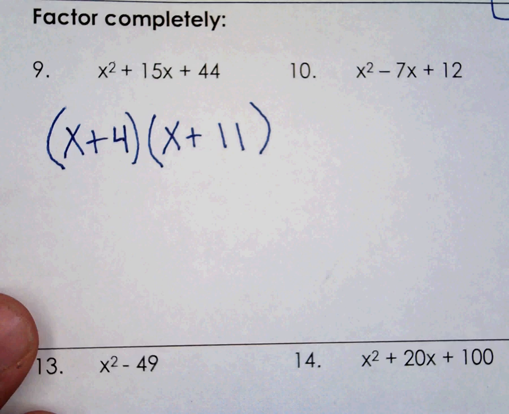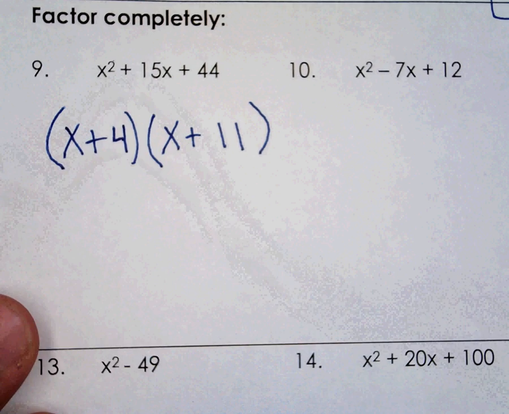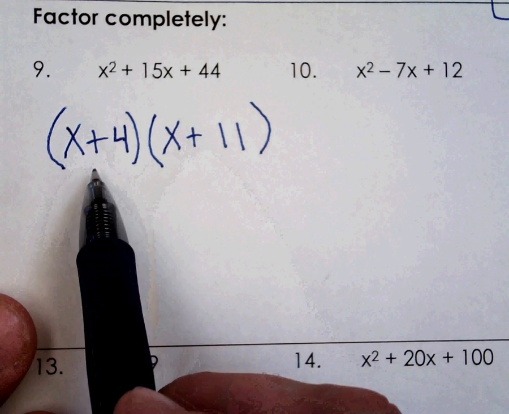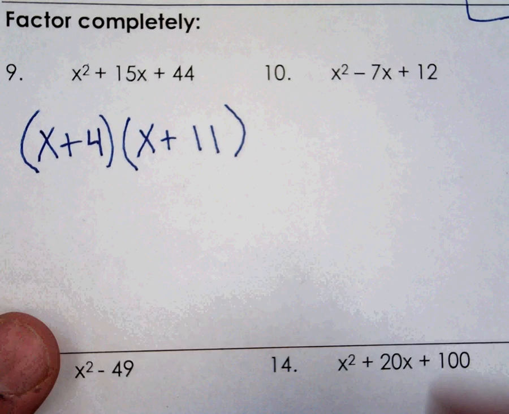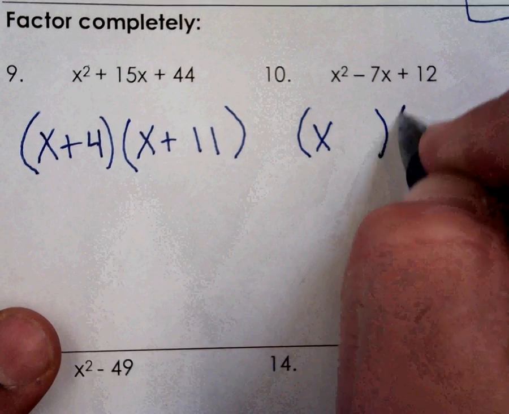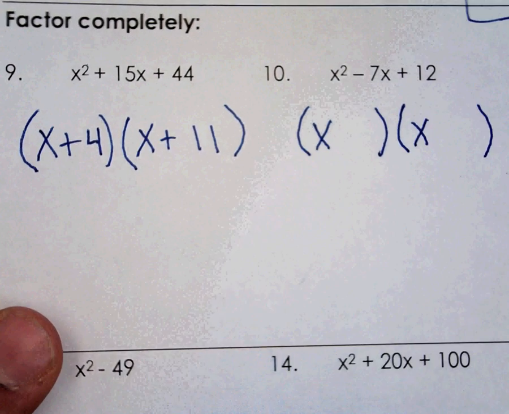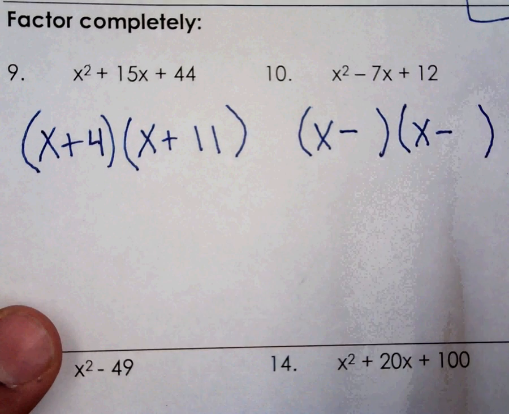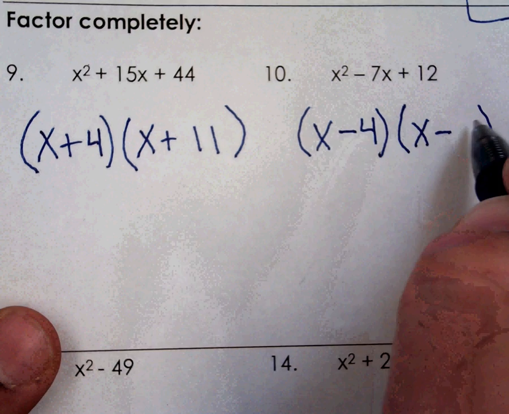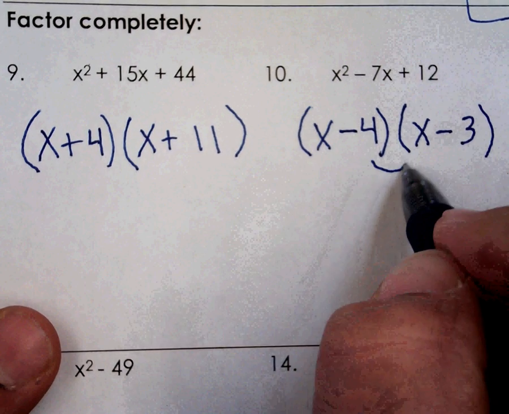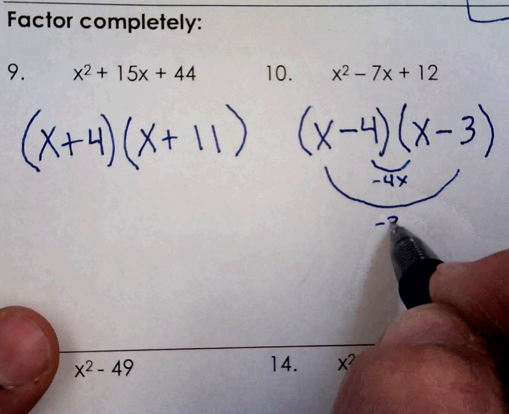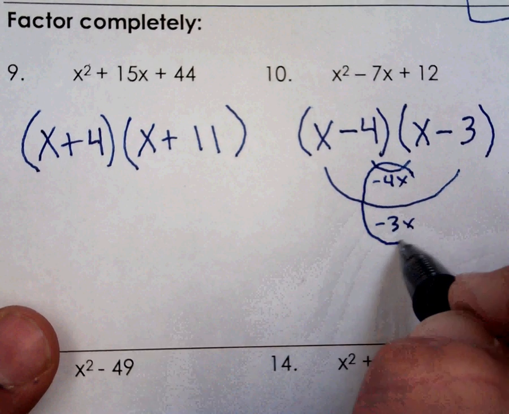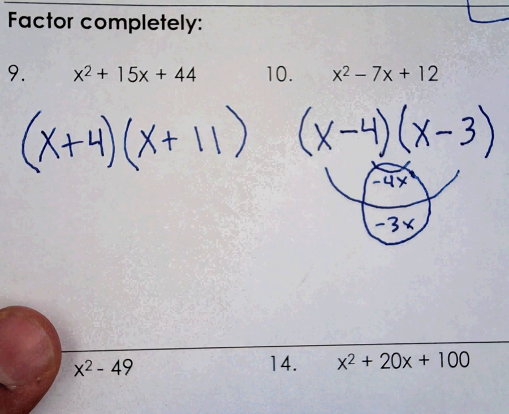You can check your work by either graphing both of these or just foiling this and making sure you get your original problem. Number 10, I need x times x to make x squared. I need a double negative so that they're going to multiply to make positive 12 and then add up. Watch this. If I get a negative 4x and a negative 3x, notice that combining like terms will make that negative 7x in the middle.